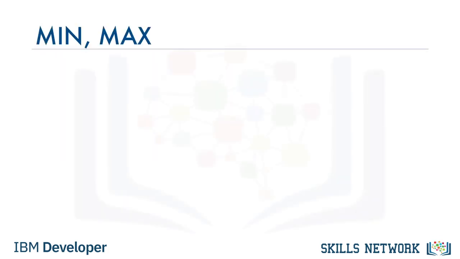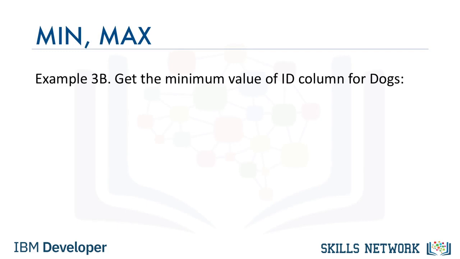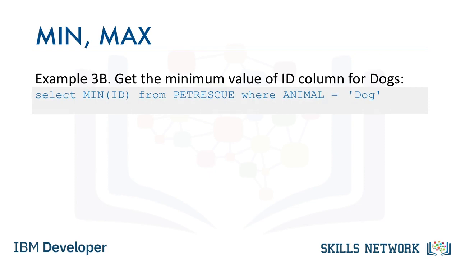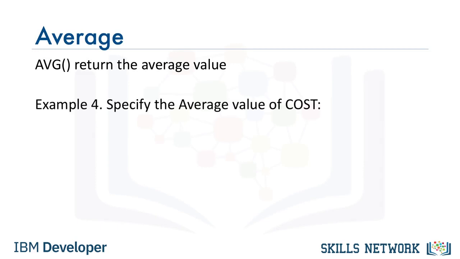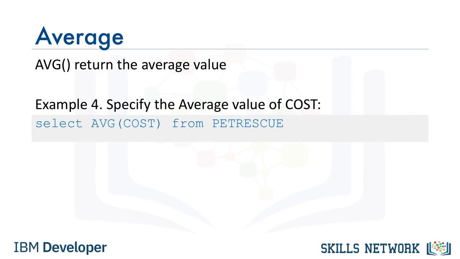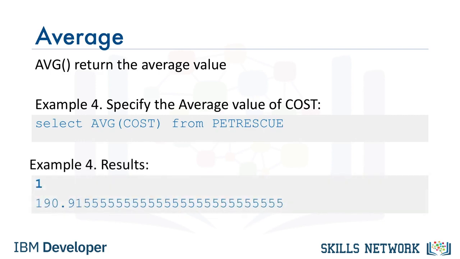Aggregate functions can also be applied on a subset of data instead of an entire column. For example, to get the minimum value of the ID column for dogs, select min(ID) from pet rescue where animal equals dog. The average function is used to return the average or the mean value. For example, to specify the average value of cost, select avg(cost) from pet rescue.